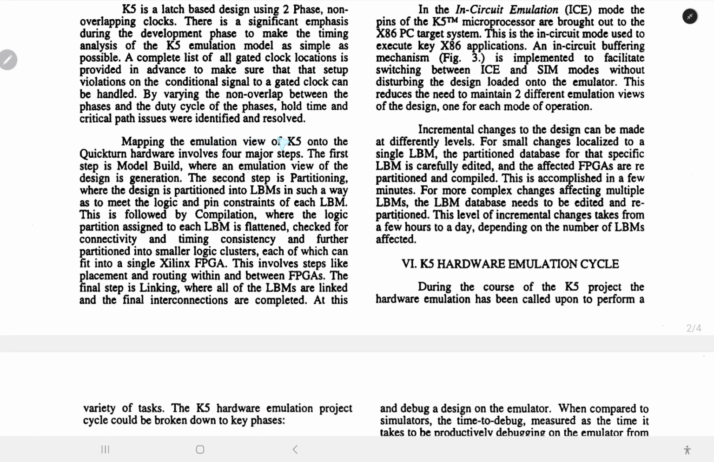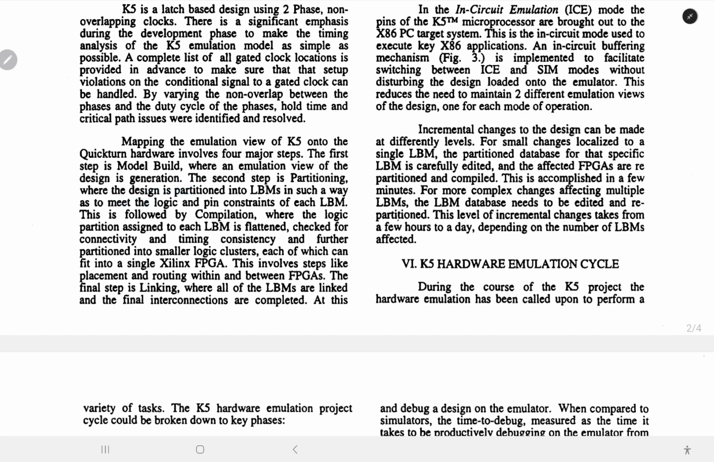Mapping the emulation view of the K5 onto the Quickturn hardware involved 4 major steps. The first step is model build, where an emulation view of the design is generated. The second step is partitioning, where the design is partitioned into LBMs in such a way as to meet the logic and pin constraints of each LBM.